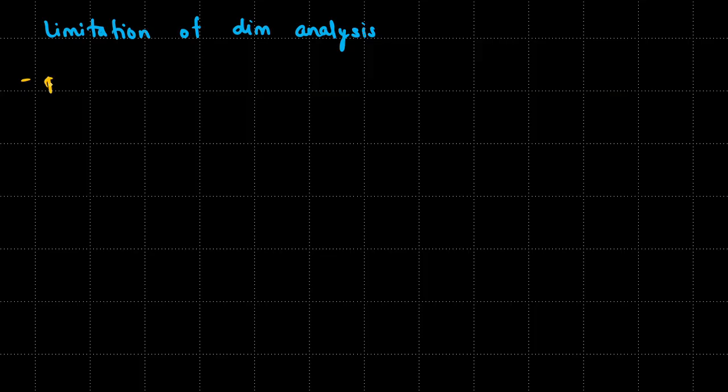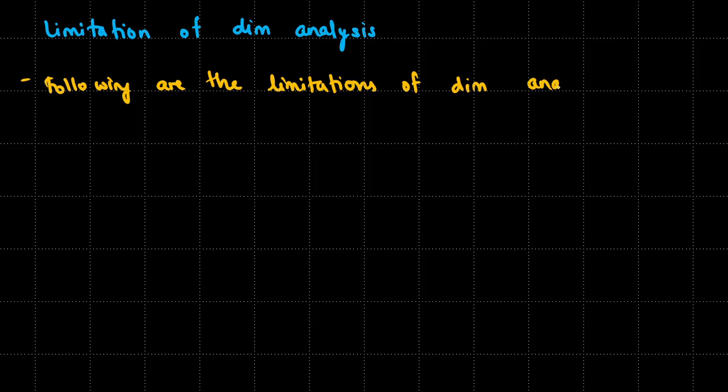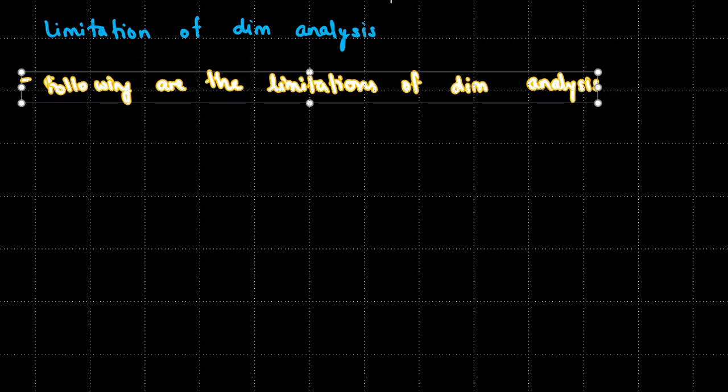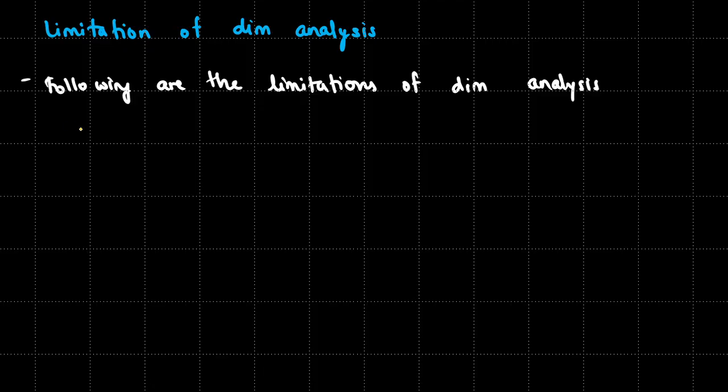So following are the limitations of dimensional analysis. Let's make it a white color. Why not? Because it will stand out. So now let's see a few limitations.